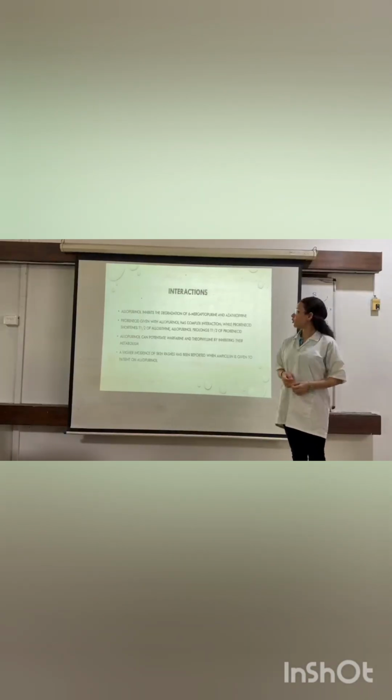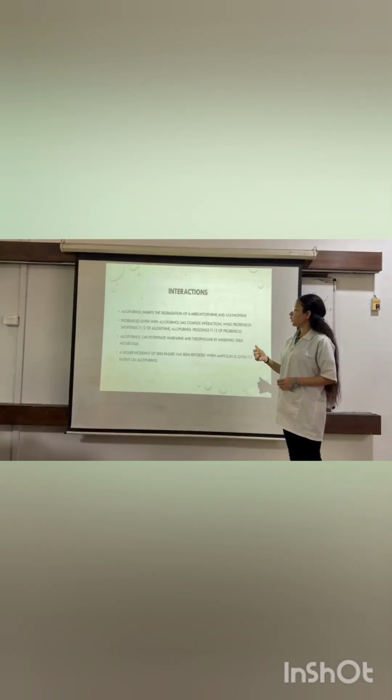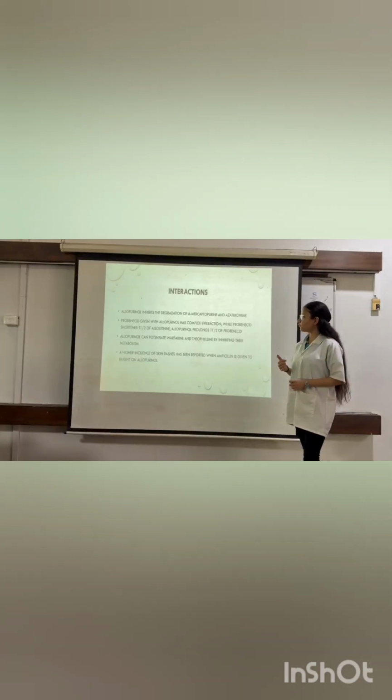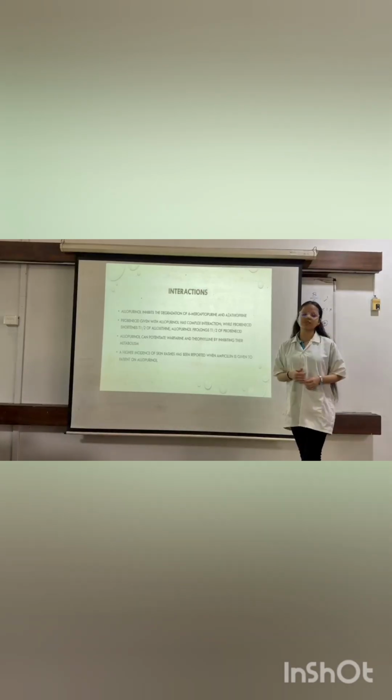Interactions. Allopurinol inhibits degradation of 6-mercaptopurine and azathioprine. Probenecid given with allopurinol has complex interaction, while probenecid shortens half-life of alloxanthine, allopurinol prolongs half-life of probenecid. Allopurinol can potentiate warfarin and theophylline by inhibiting their metabolism. A higher incidence of skin rashes has been reported when ampicillin is given to patient on allopurinol.